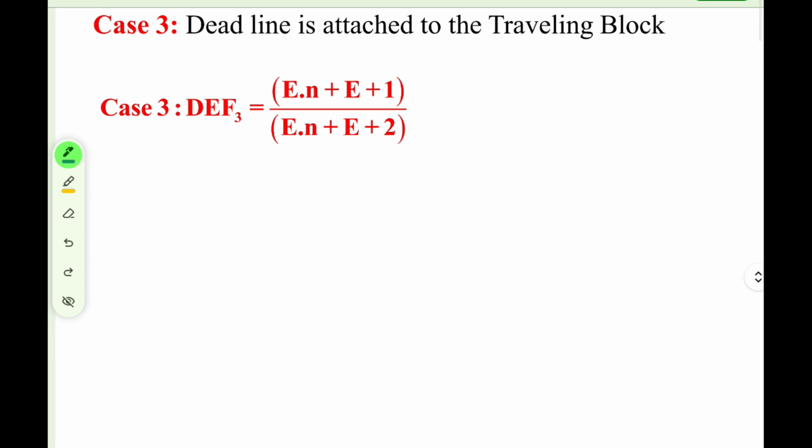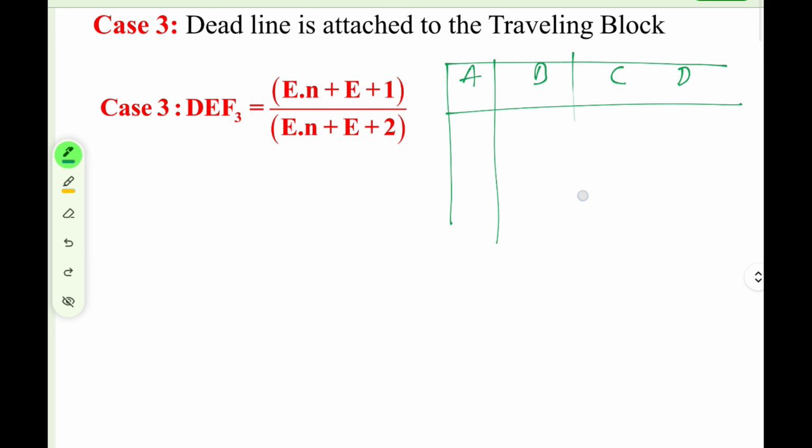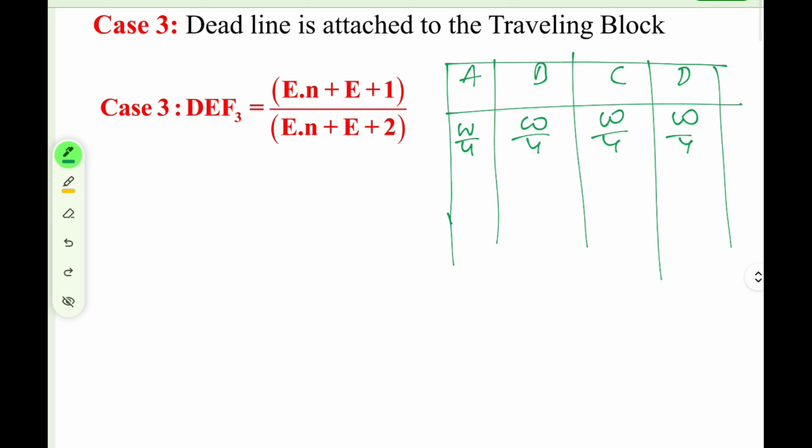So let me draw the table again. Let me do it in a zigzag manner so that there is nothing to worry about. A, B, C and D, right? Leg A, leg B, leg C. So hook load W by 4, W by 4, W by 4, W by 4. Then the fast line load will be the same. Fast line, W by 2Ne plus W by 2Ne.